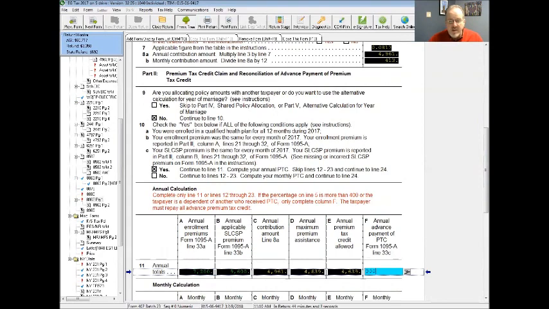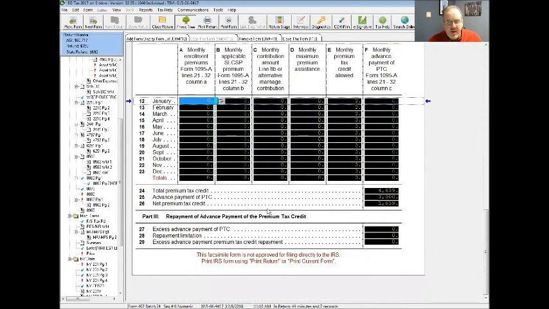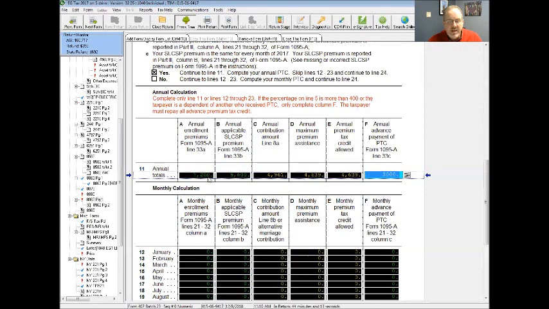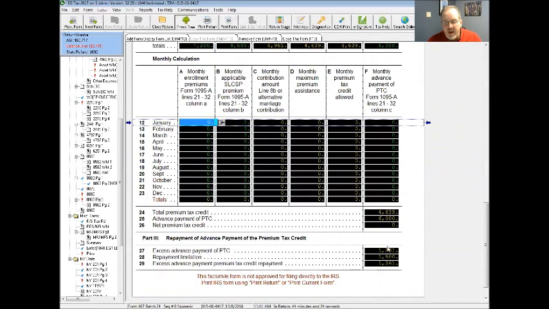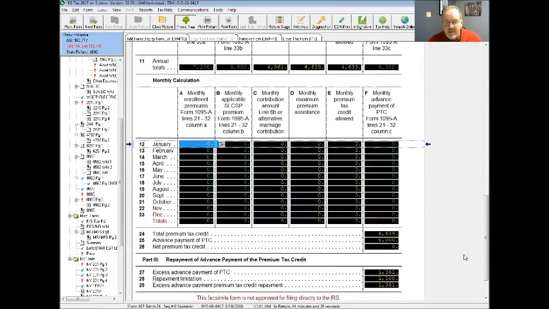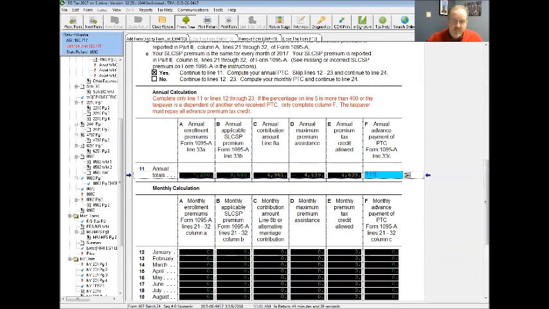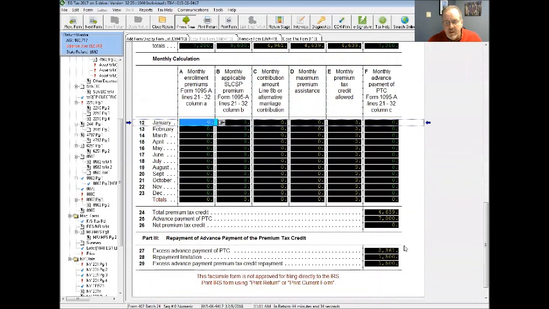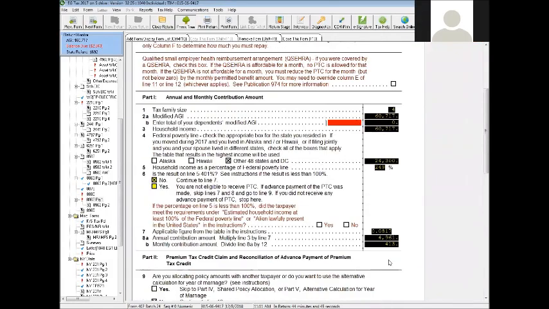So if they only got $3,000 of advance premium tax credit, you can see here down on the bottom, what they didn't get in the marketplace, they're going to get back. If they got $6,000, that means they have to pay back because they had excess. Say that they got $7,000. Now, you can see here that they should have paid back $2,361, but because of their poverty level, they only have to pay back $1,500. And everything is driven by that premium tax credit.